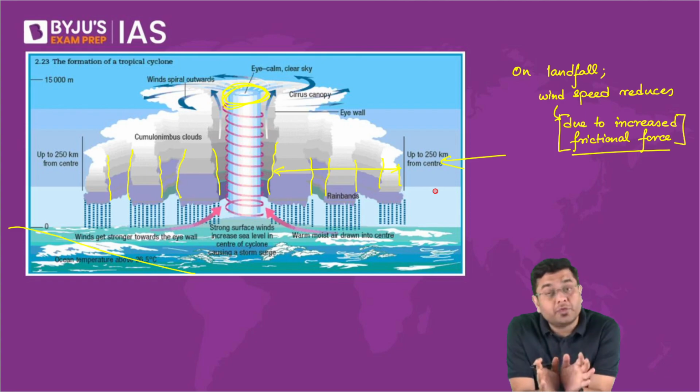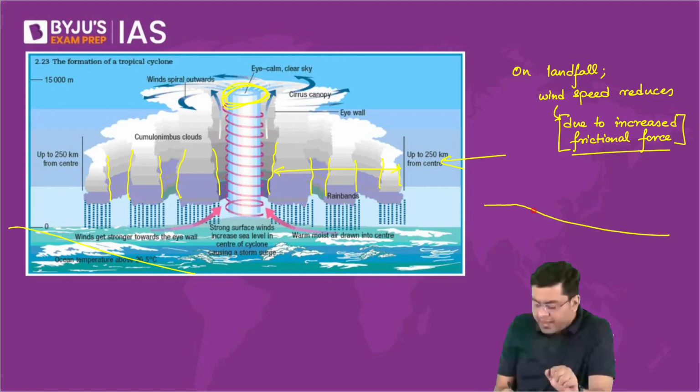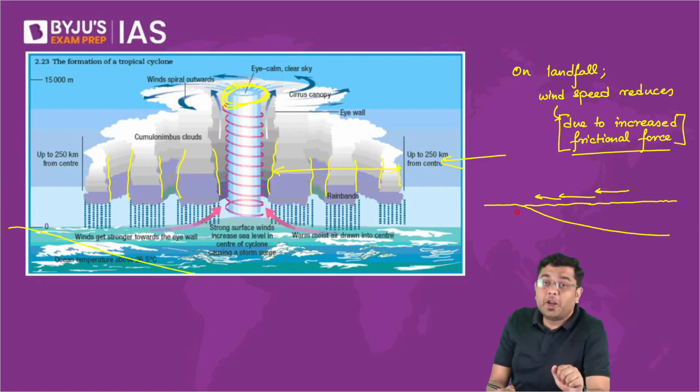A super cyclone is when the wind speeds can exceed almost 220 kilometers per hour. That is what is referred to as a super cyclone. In that case, the wind speeds will be even more intense. Now, let's suppose here you have a coastal area, and here you have the water body. A very strong wind is moving at around 200-220 kilometers per hour.